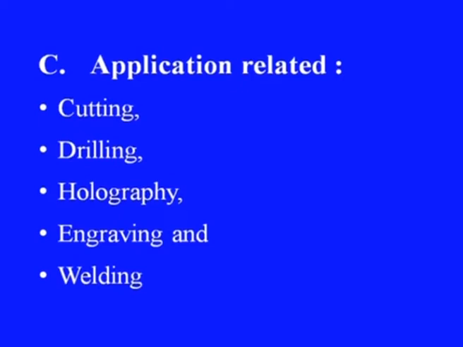Then the third category of parameters are application related. These include whether we are applying it for cutting, drilling, holography, engraving or welding. These applications of laser demand different kinds of settings of laser. Like for cutting, whatever the energy intensity is required will be different from that required in holography. Similarly, the laser intensity required for engraving will be much different from that of welding. Thus, the application also becomes very important while deciding the parameters or the settings of the laser.